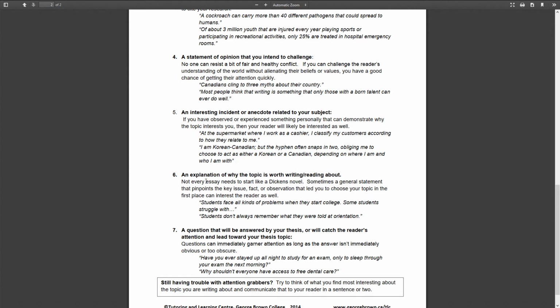Number 6, why is your topic worth reading or writing about? Not every essay needs to start like a Dickens novel. Sometimes a general statement that pinpoints the key issue, fact, or observation that led you to choose your topic in the first place can be important and can interest the reader.